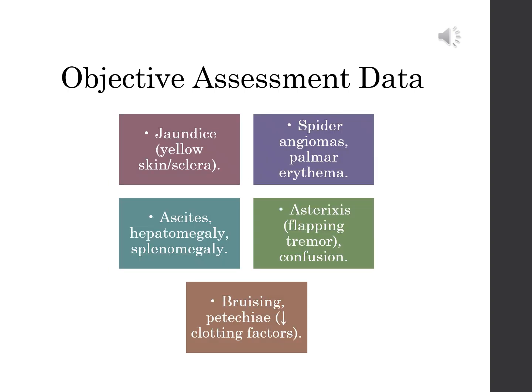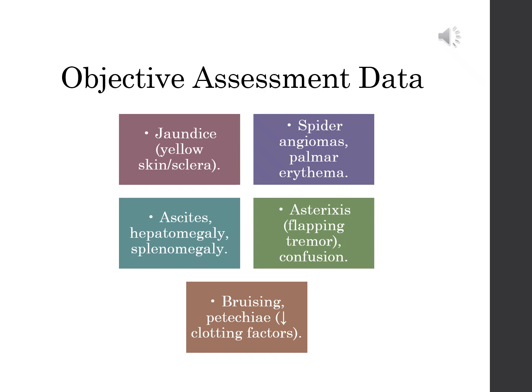Okay, for your objective or observed assessment data, some of the main trigger words or common cues that you'll see with liver failure is going to be jaundice. That's the yellowing of the skin and sclera that's caused by the increased amount of bilirubin, which is caused by an overload of those broken down blood cells. The body's not able to clean that out of the system. So that jaundice builds up over time and can get pretty severe, kind of like the picture we saw on the last lecture with the elderly person with jaundice.